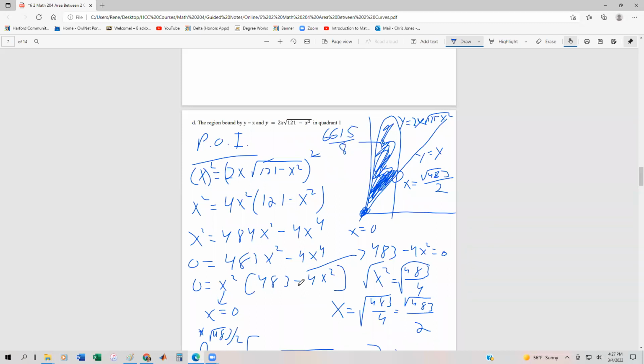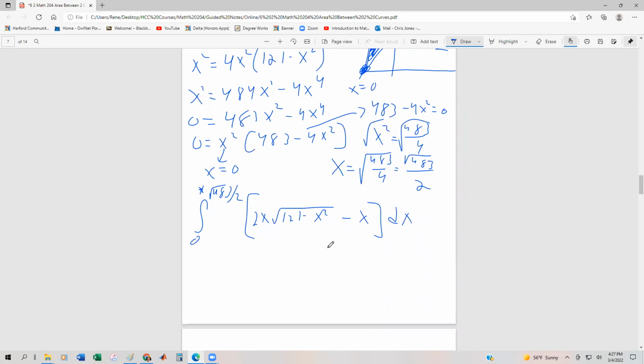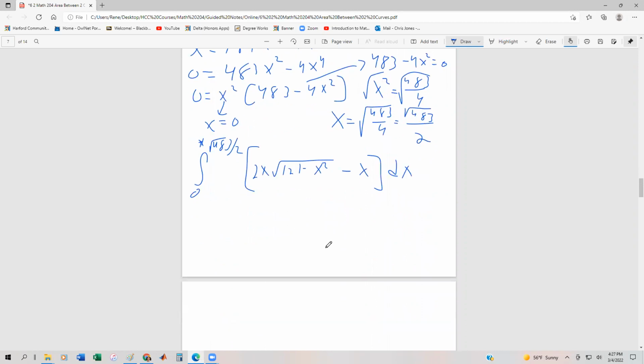6615 over 8 is the area. All right, now let's see if we can get there. Okay, I'm going to break this up into two separate integrals because I believe this one's going to need a u sub to be able to evaluate that. This is basic. So breaking this up into two separate integrals: the integral from 0 to root 483 over 2 of 2x times root of 121 minus x squared dx, minus the integral from 0 to root 483 over 2 of x dx.